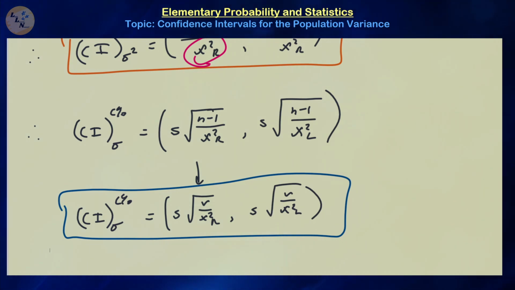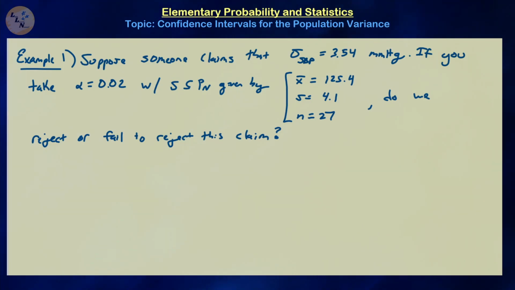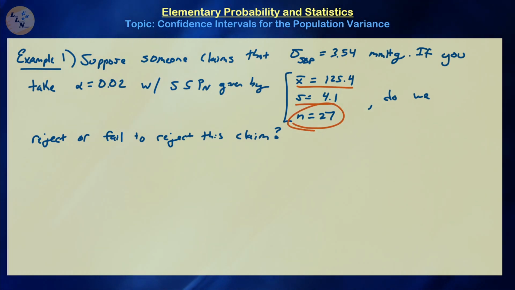Now let us look at a couple examples on actually how to execute this particular tool. Let us suppose that someone claims that the standard deviation of the population of systolic blood pressures is 3.54 millimeters of mercury. If you take the probability of committing a type 1 error to be 2% with a sample drawn from a normally distributed population given by a sample average of 125.4 millimeters of mercury, a sample standard deviation of 4.1 mmHg, and let's assume that the sample size is 27.